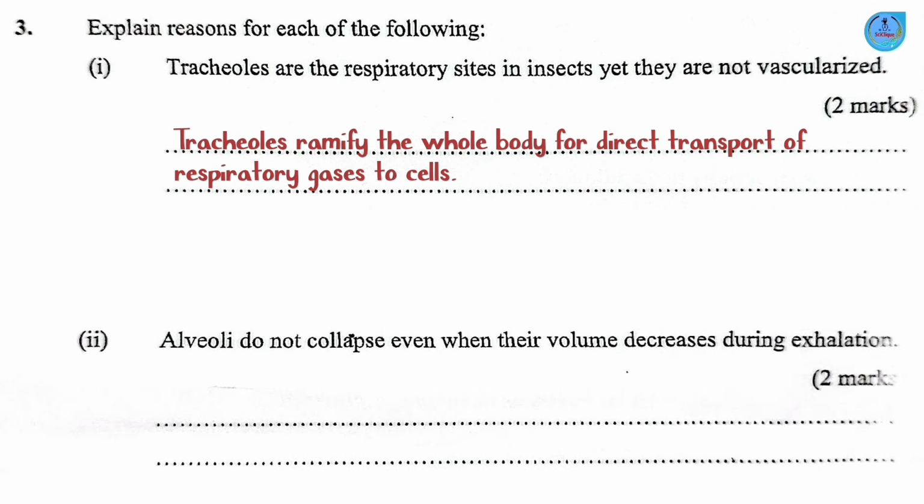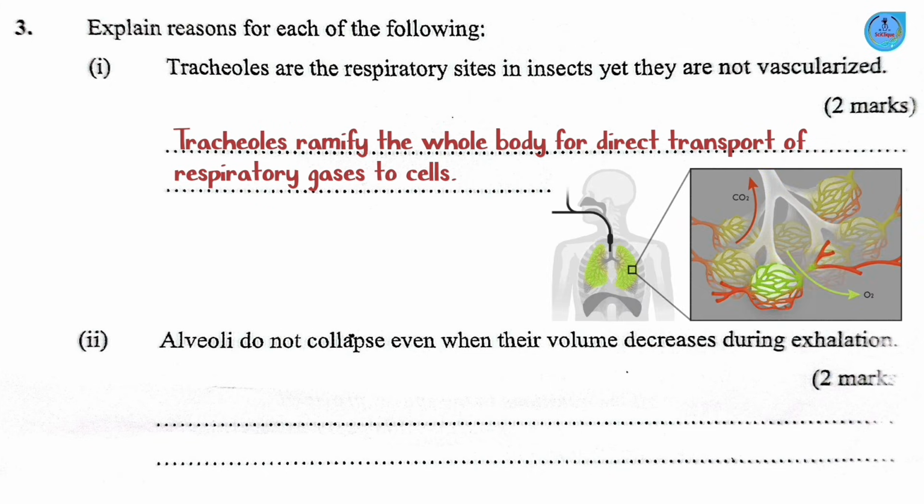Roman number 2. Alveoli do not collapse even when their volume decreases during exhalation. Okay. So according to this question, when we exhale, when we breathe out, the alveoli tend to lose a lot of air because it passes out of our body through the nostrils. But even when that happens, they don't collapse completely. So what's stopping them from doing so? The reason is that there will always be residual volume of air left behind.